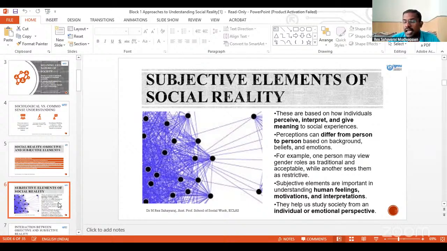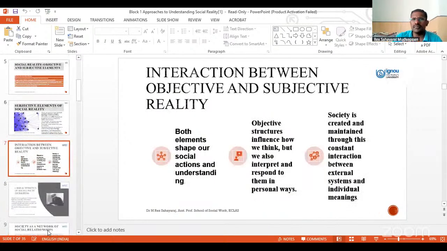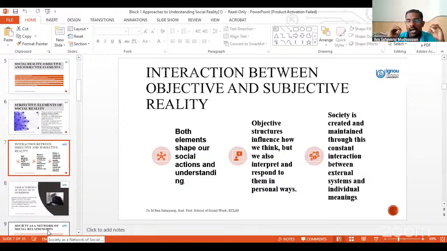Sometimes it will be helpful. They help us study society from an individual or emotional perspective, right? So, the interaction between the objective and subjective reality: both elements shape our social actions and understanding. Objective structures influence how we think, but we also interpret and respond to them in personal ways. So objective structures help to interpret the data, to support the problems that we have taken subjectively, right? And society is created and maintained through this constant interaction between external systems and individual meanings, right?